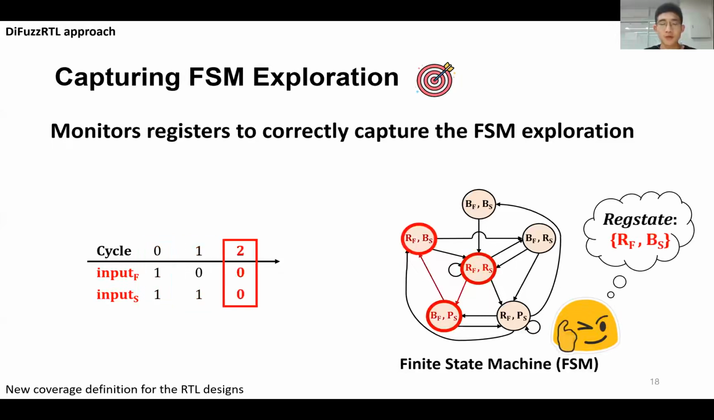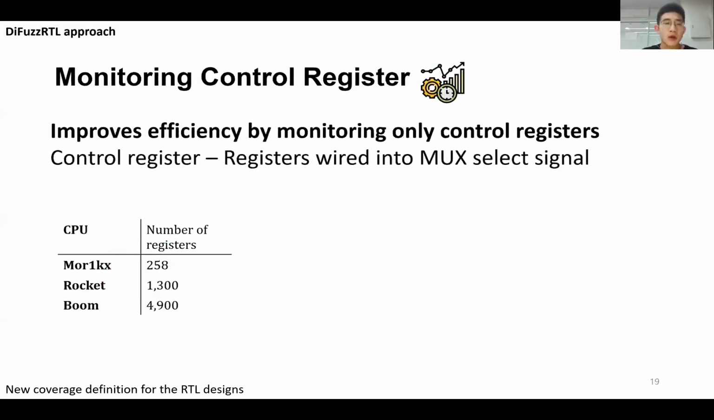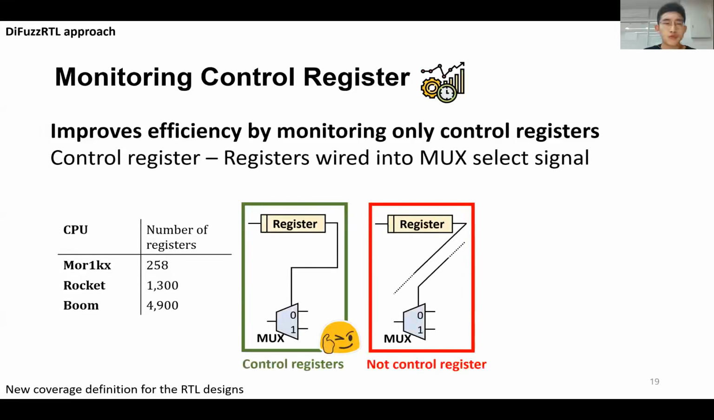BFPS, and so on. But it is almost impossible to monitor all the registers in the design because CPUs have a huge number of registers. For example, with the 3 designs we fuzzed, the number of registers ranges from 200 to 5,000. So we define a new term, control register. A control register is a register wired into a MUX select signal.